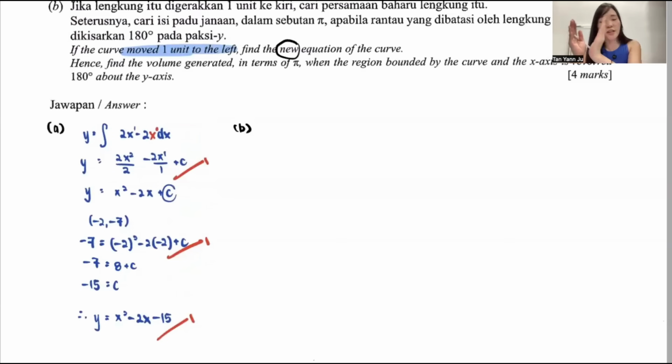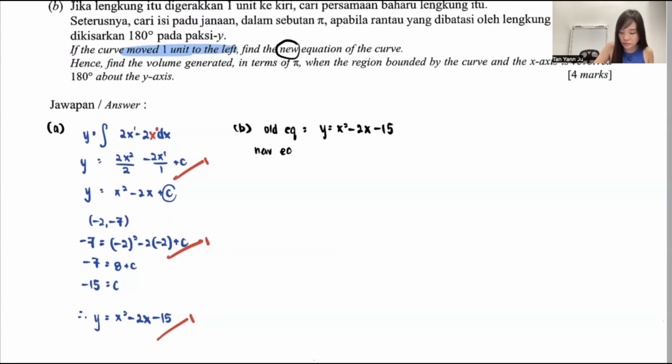So now the curve actually moves left 1 step, correct? What is my old equation? My old equation is y equals x squared minus 2x minus 15. Correct, my dear? Now they want you to find the new equation. So how do I get the new equation, my dear?